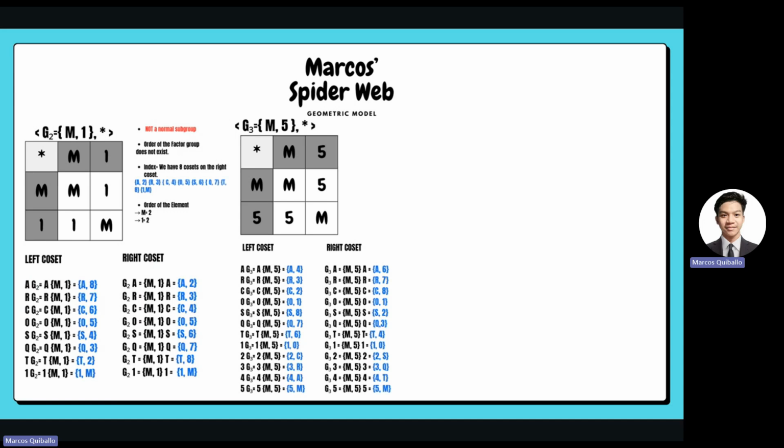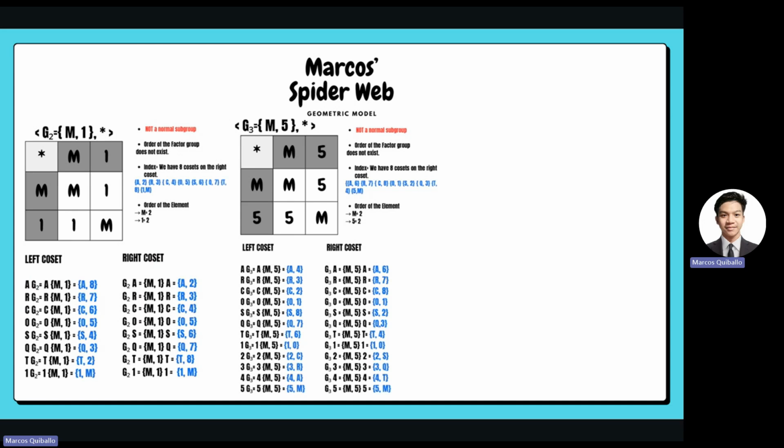the elements A and 4 is not equal to the set containing the elements A and 6. So therefore, this subgroup is not a normal subgroup. And since it is not a normal subgroup, the order of the factor group does not exist.